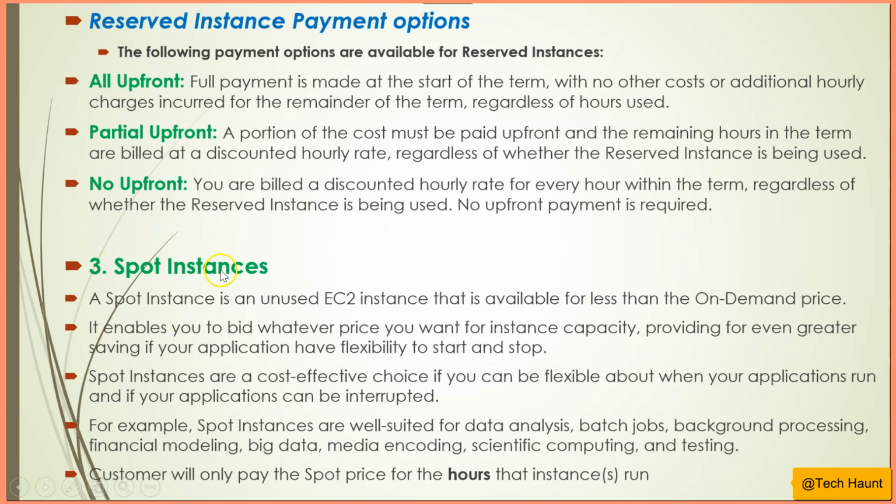The third option is the spot instance. A spot instance is an unused EC2 instance that is available for less than the on-demand price, and you can get even higher discounts on the EC2 instance because you bid for the instance. If it is available as per your bid in the AWS infrastructure, then you get that instance unless the bid value goes too high. It enables you to bid whatever price you want for instance capacity, providing even greater savings if your application has the flexibility to start or stop.